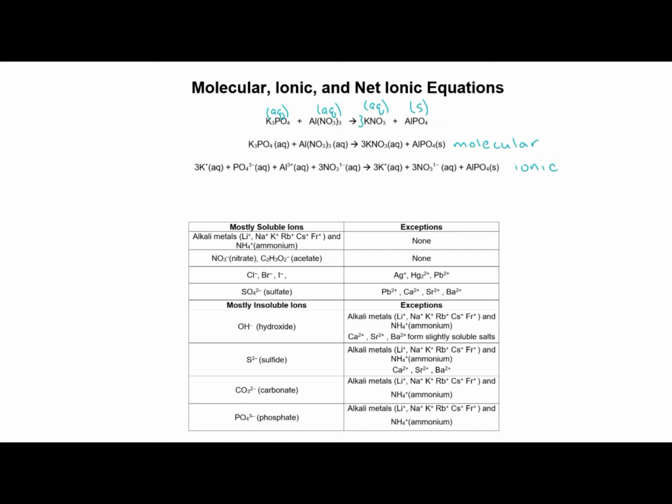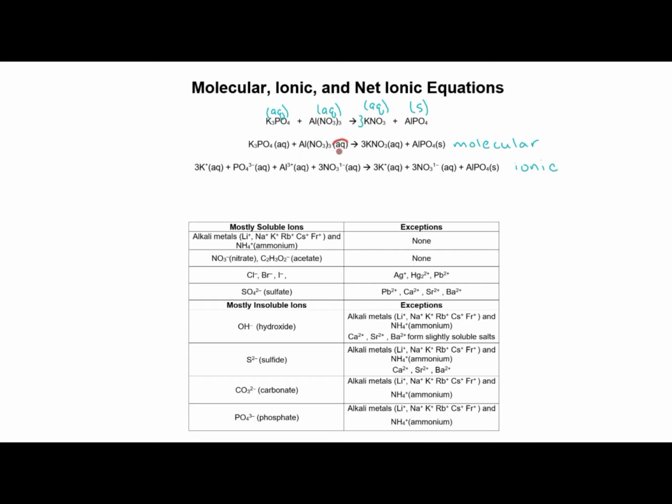Let me show you how I got all of this. Potassium phosphate, because it is soluble, breaks apart into potassium and phosphate. Now notice this 3 here becomes this 3 here. There are 3 potassium ions.